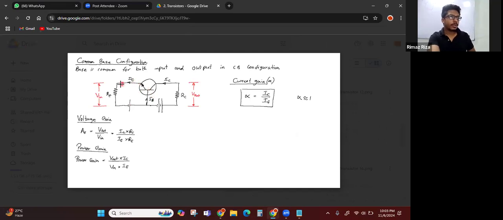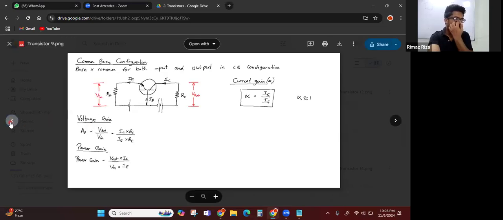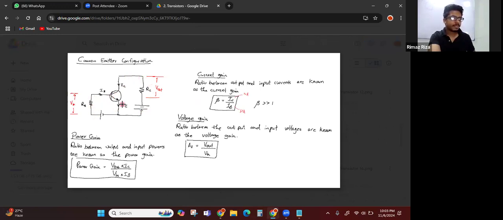Okay, so here in common base there is no phase change, right? And common collector, I think this common collector is wrong. And common emitter, there is a phase change, right? Because you can see if I draw this here, the current passing through resistors are in two different directions. So there is clearly a phase change.